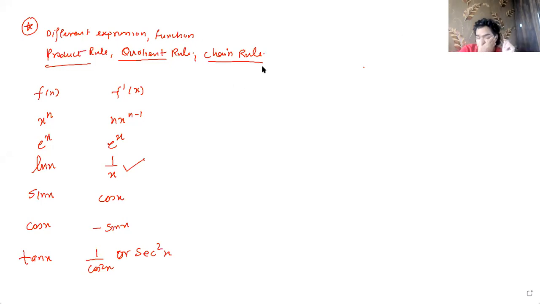Now, the chain rule is something which is about the derivative of composite functions. When you talk about composite functions, obviously f of g of x comes to your mind, g of f of x, and so on.